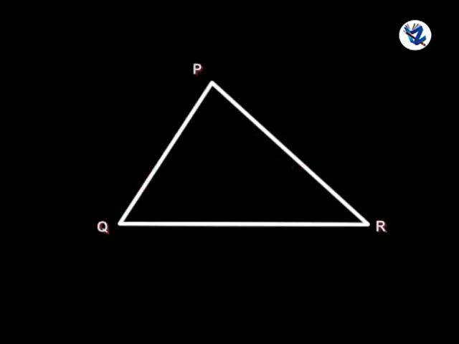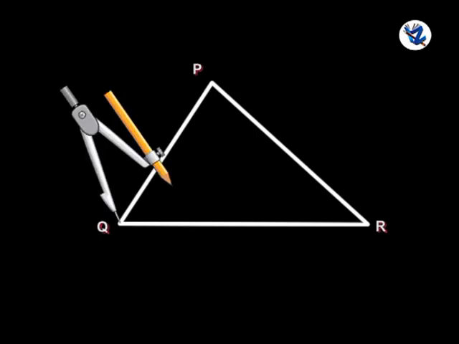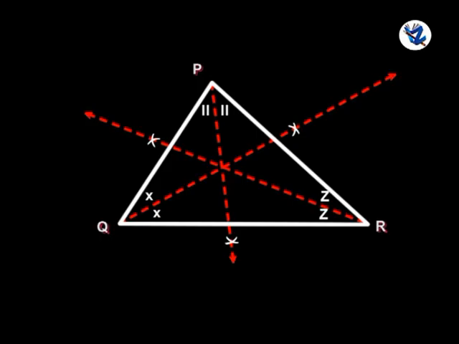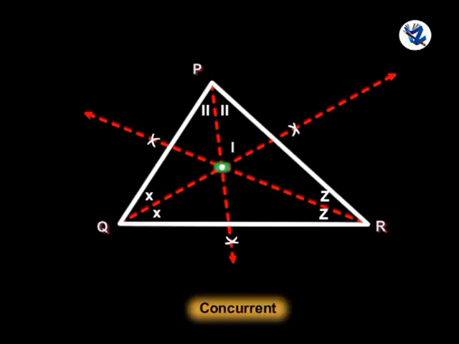Let's draw triangle PQR. Now we'll draw the bisectors of all three of its angles. Extend the bisectors if necessary so that they intersect one another. So these are the three bisectors of the three angles of the given triangle. And what did we observe? The three bisectors pass through the same point. That means they are concurrent. The point of concurrence is named as point I. Note that the point of concurrence of the angle bisectors of the triangle is in the interior of the triangle.